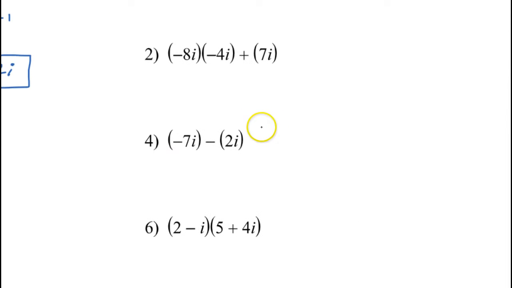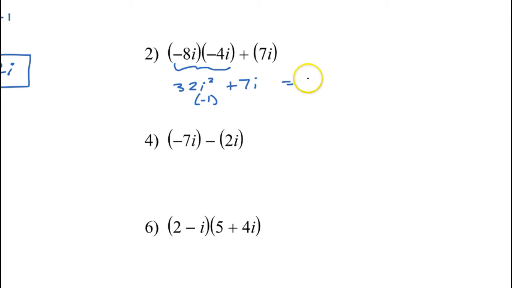Okay, let's look over at number 2. If I multiply these together, that's going to be positive 32, but then I will have i squared. And then I have plus this 7i. But i squared is -1, so that makes this negative 32 plus 7i. So I guess really nothing happened with the 7i, it just sits there. So this is indeed the answer to number 2.